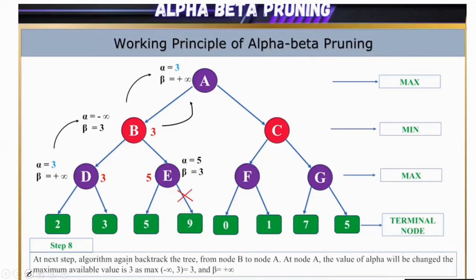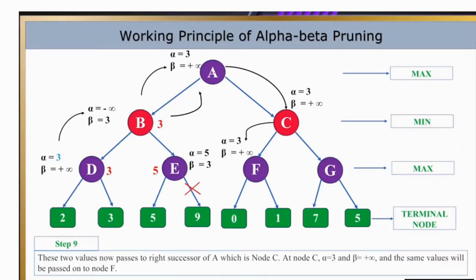At this next step, the algorithm again backtracks the tree from node B to node A. At node A, the value of alpha will be changed and the maximum available value is 3. Alpha 3 comparing, beta will be plus infinity. Now again, we have to come to the left side. Now from A to C, I can pass the value. So now A to C, alpha is 3, beta is plus infinity. I pass here. Now you remember, we want to check what? Beta value only we are changing here. Alpha will be 3, beta value I have to change.